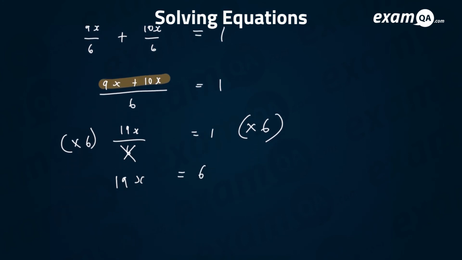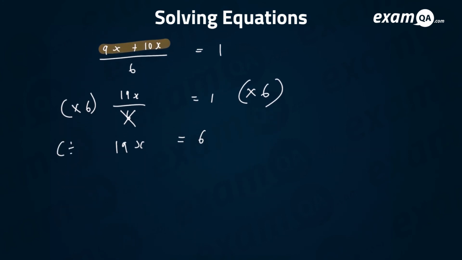How do you get rid of the 19 finally? You divide both sides by 19. So that's gone. X equals 6 over 19. Finished.